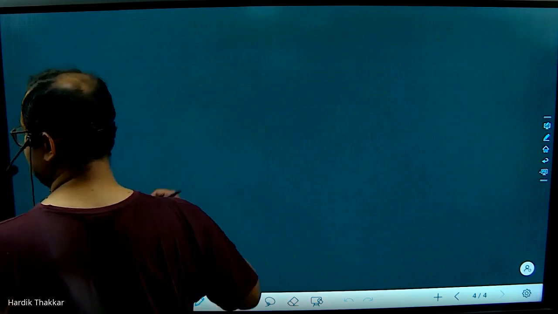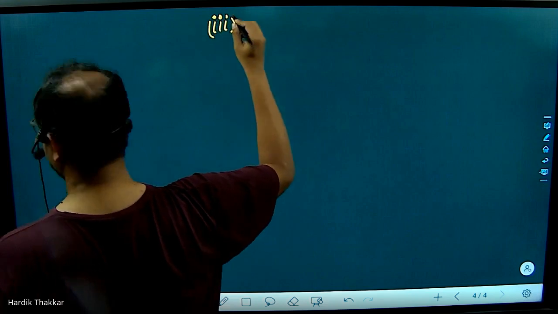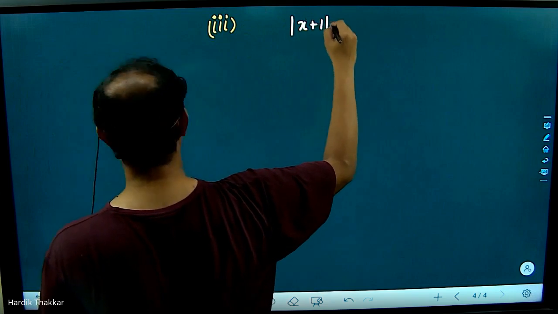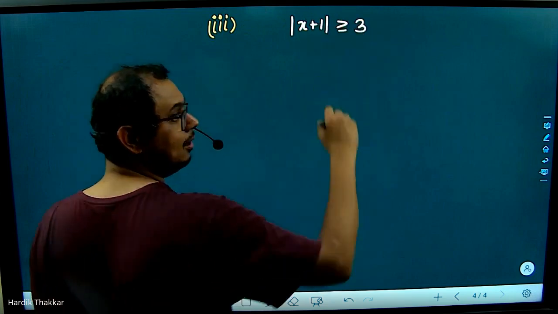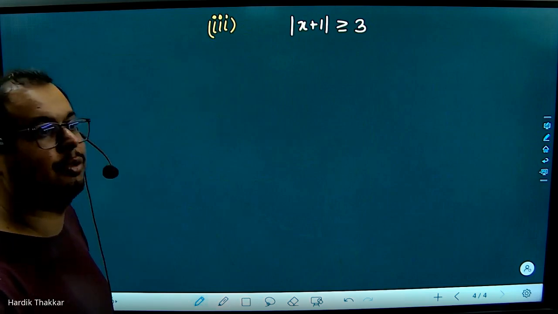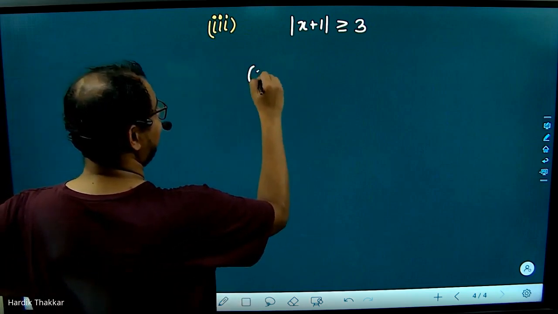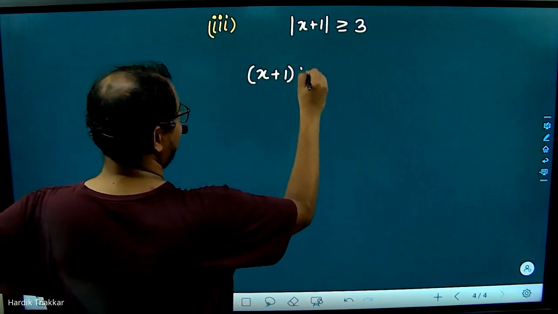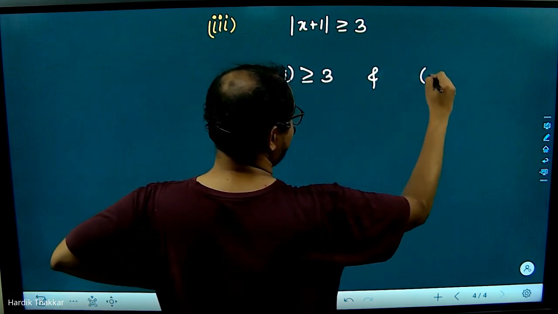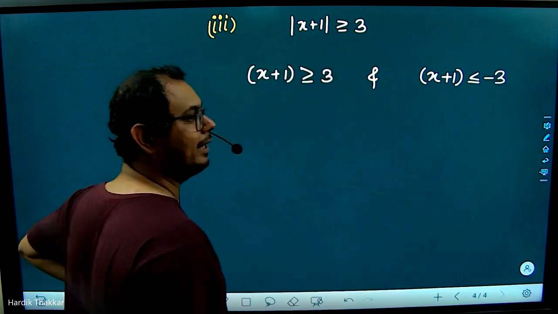Now the next, third part. For the third part, it is mod x plus 1 greater than or equals to 3. Now here, this mod x plus 1 is greater than 3. So just check the cases. Here we will write it like this: x plus 1 greater than or equals to 3, and x plus 1 less than or equals to minus 3. We will write it like this. Is it clear?